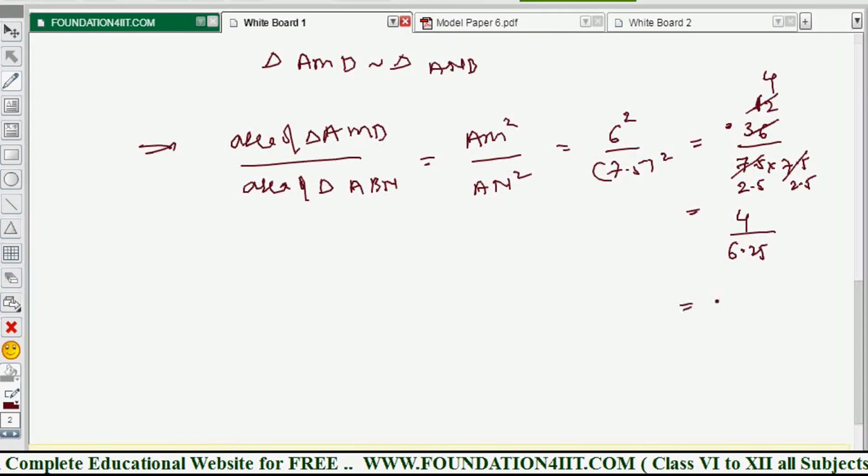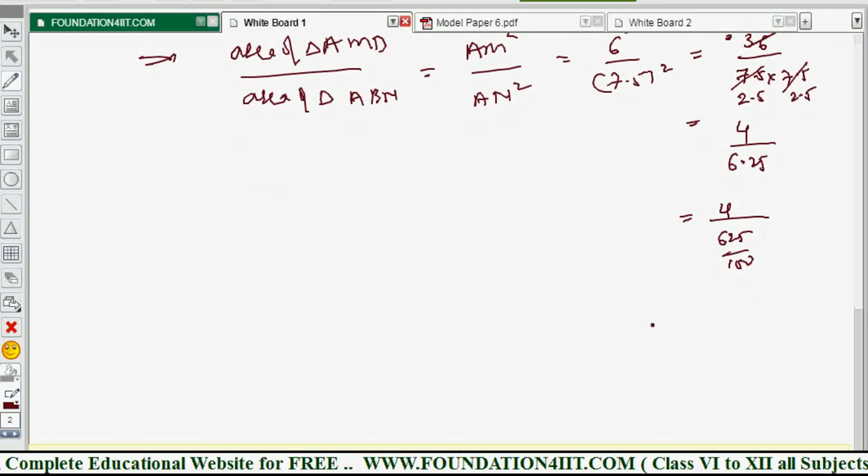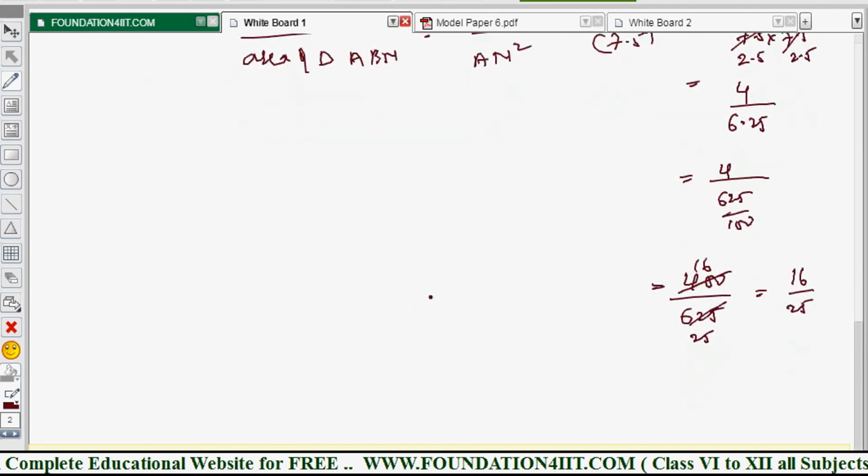You can simplify more. You want the ratio 4 by 6.25, so you can write 625 by 100. Simplify by 100, that is 400 by 625. Divide by 25: 25 times 25 is 625 and 25 times 16 is 400. So finally 16 by 25. So this is the ratio. Therefore, the area of triangle ADM is to the area of triangle ANB as 16 is to 25.